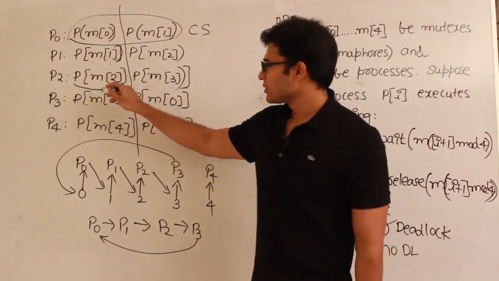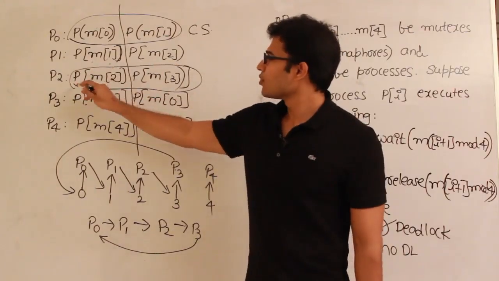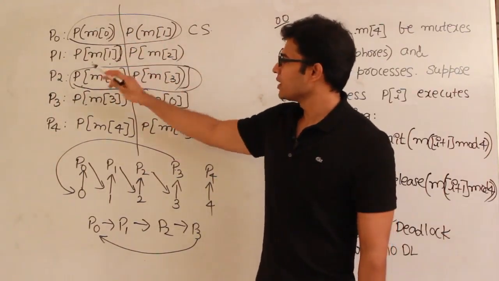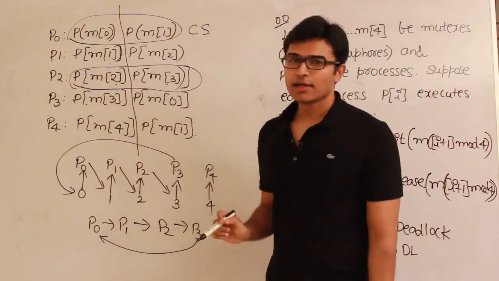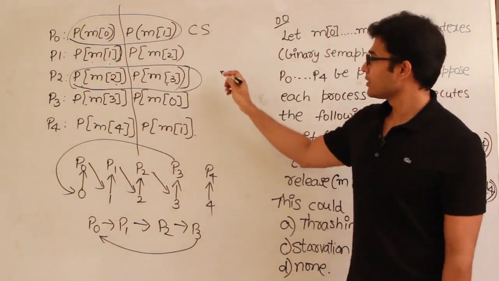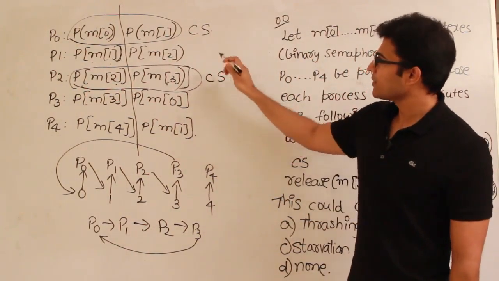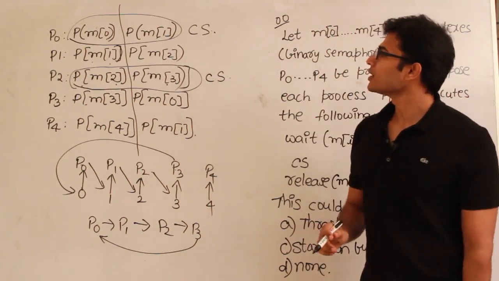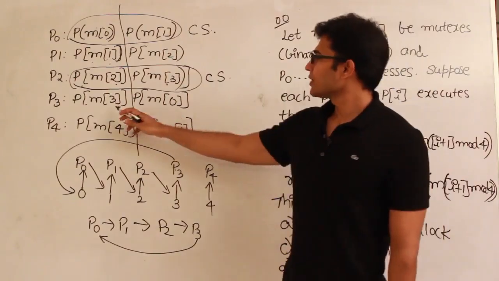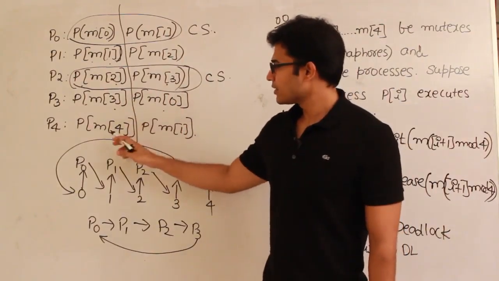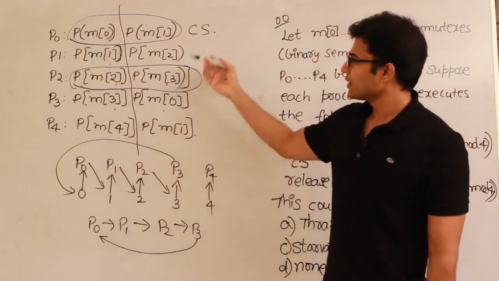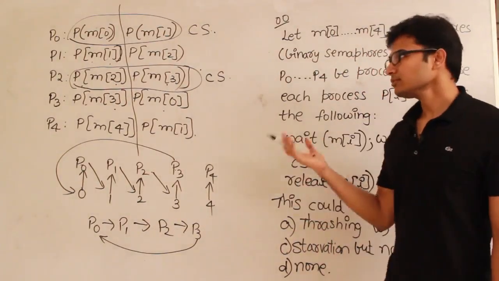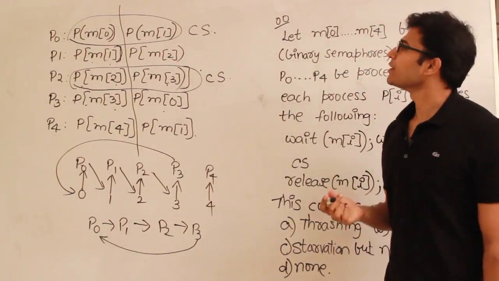But then P2 can enter the critical section because they are both waiting on a different set of mutexes. P0 is waiting for 0 and 1, P2 is waiting for 2 and 3, right? Therefore even P2 can enter the critical section at the same time when P0 is in the critical section. And what about others? This one cannot enter because 3 is already taken. Anyway, you can see that at least 2 are getting into the critical section, right? Therefore mutual exclusion is not guaranteed.